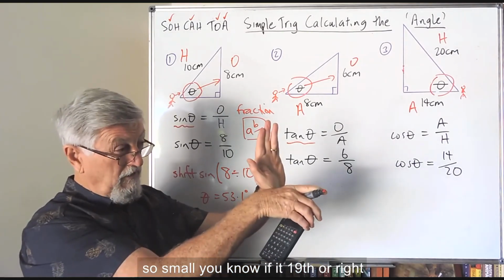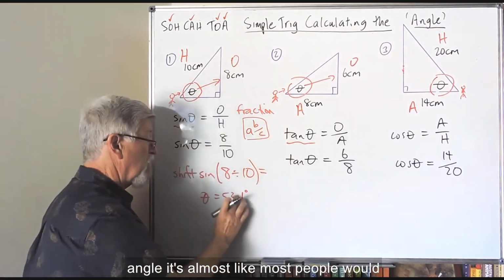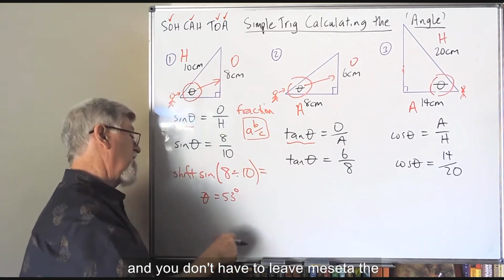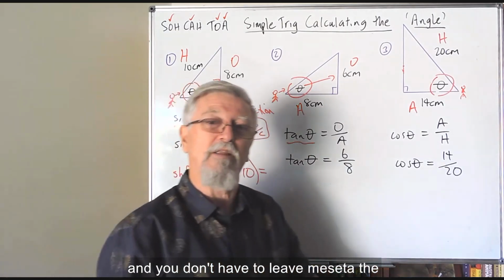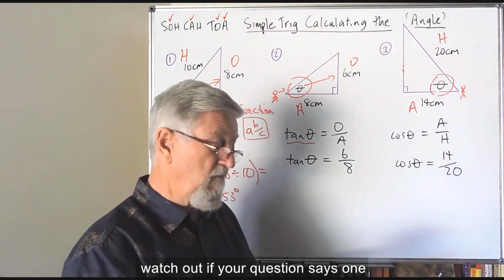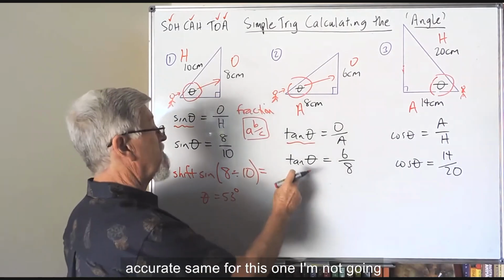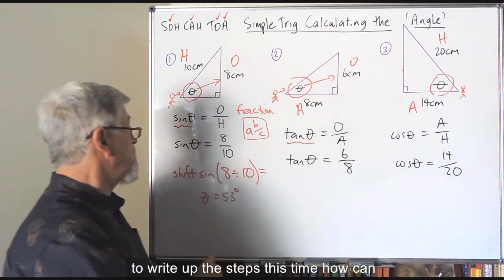You've got to fit 90 into a right angle. Most people would just go 53 degrees, and you don't even have to say to the nearest degree. It depends on the question. Watch out, if your question says 1 decimal place, you need to go more accurate. Same for this one. I'm not going to write up the steps this time.